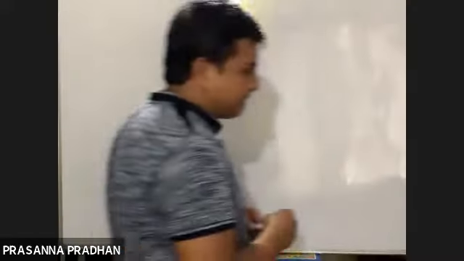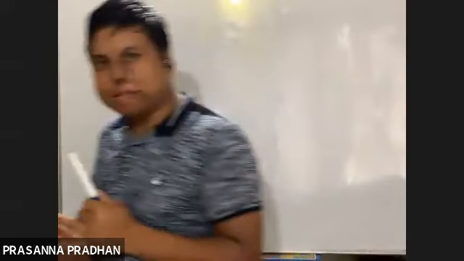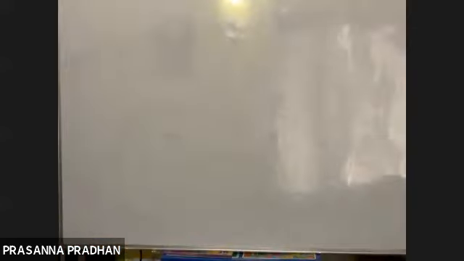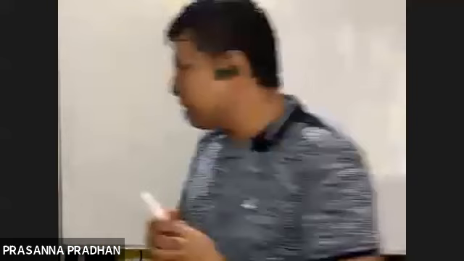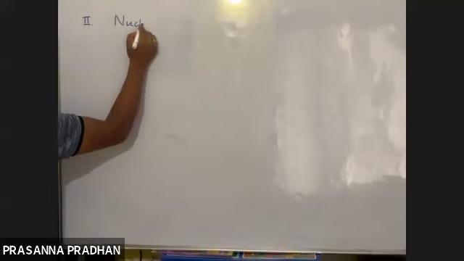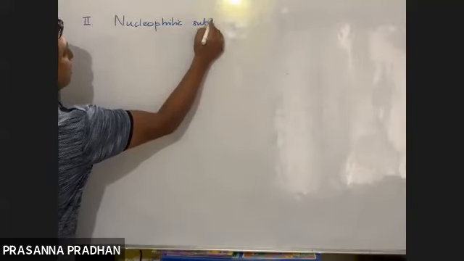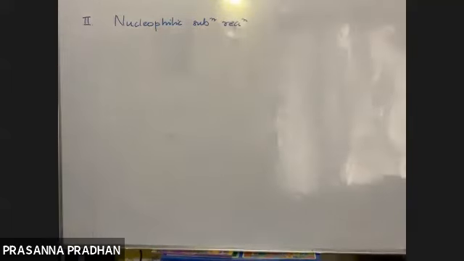I classified the reactions of alkyl halide into how many categories? Into 4 categories, right? So we have already done a reaction with magnesium metal. Now we shall move to nucleophilic substitution reactions. Okay, second category of reactions: nucleophilic substitution reactions which are undergone by alkyl halides.